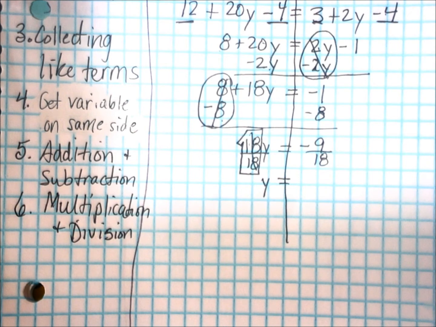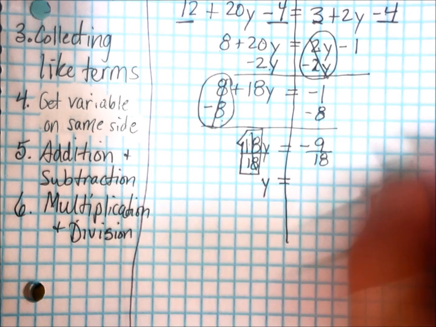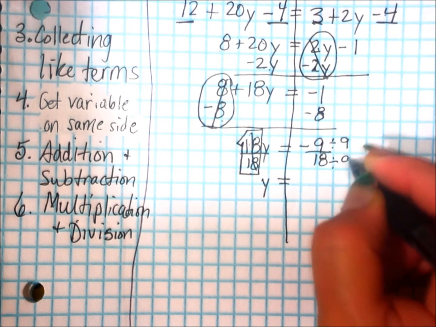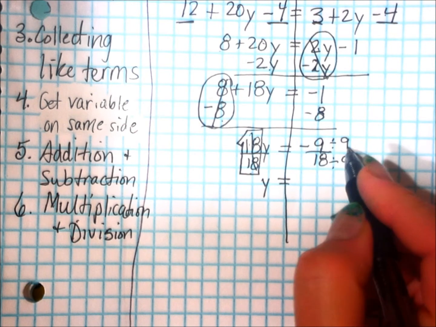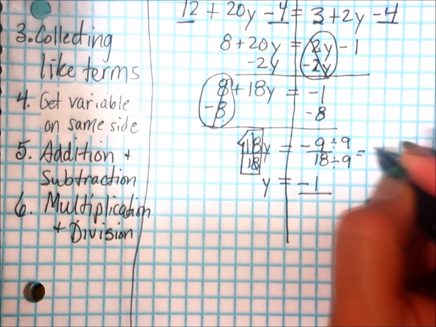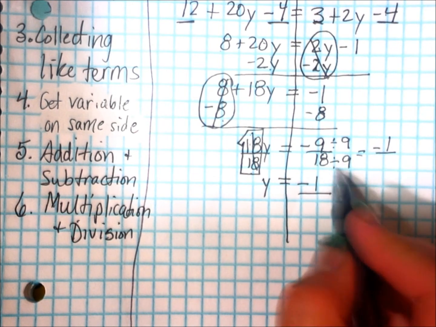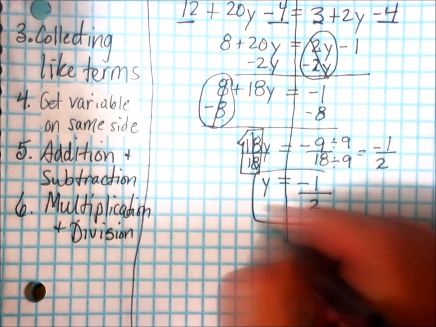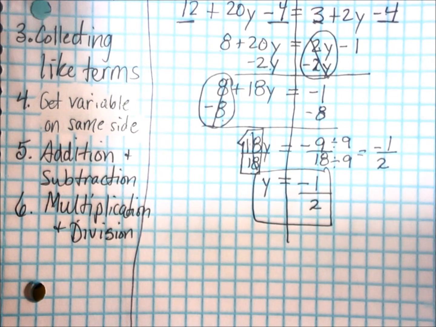I want to simplify the fraction. So I can divide 9 and 18 by 9. So divide this by 9 and divide this by 9. Negative 9 divided by 9 is negative 1. Maybe even write it over here. 18 divided by 9 is 2. So my y is negative 1/2.